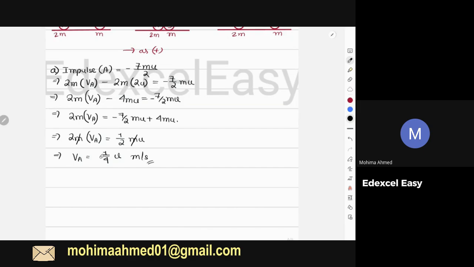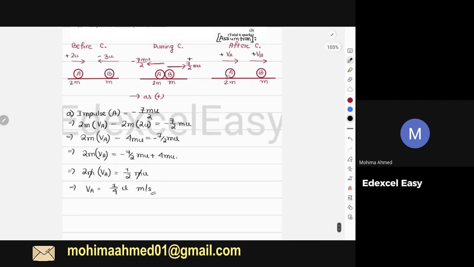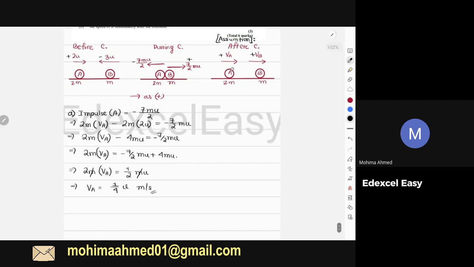As you can see over here, the final velocity came out to be positive. That means my assumption about A was correct. If my assumption about A was not correct, then I would be getting a negative value over here. If I was assuming that after the collision A would have reversed direction, then according to this calculation I would be getting a negative 1 by 4. So my assumption about A is correct.